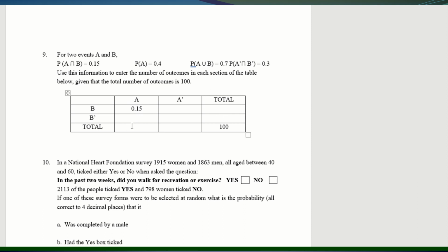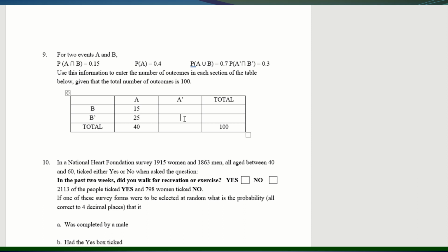Total of A, they told you is 0.4. So here they've given you as 100, right? So what they want from you is 15. You times by 100, isn't it? So this will be 15. This will be 40. This will be 25. Can fill up already, isn't it? Then here also you can fill up.